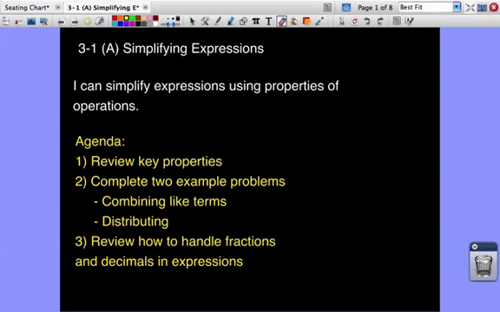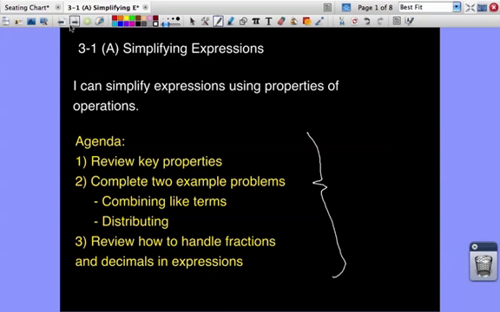This is our first video for 3-point lesson for Unit 3 and Lesson 3.1, and we're going to be simplifying expressions. So if we take a look at our I can statement, it simply states I can simplify expressions using properties of operations. Okay, here's our agenda right here. I'm not going to go over the whole thing, but basically we're going to review those key properties that we need to use, and then we're going to do two example problems with combining like terms and distributing.